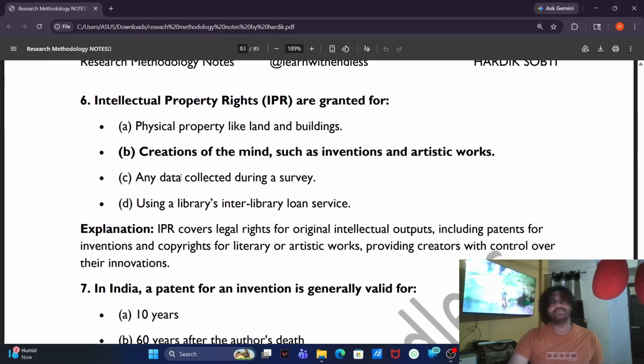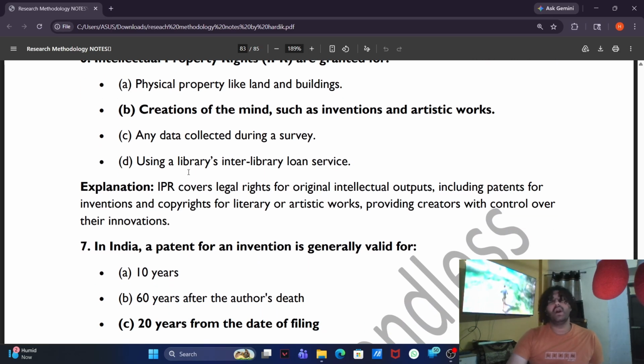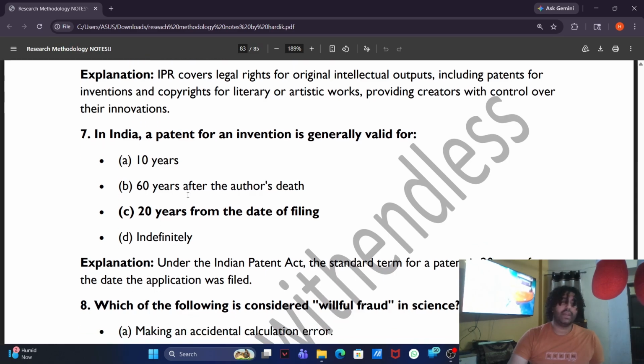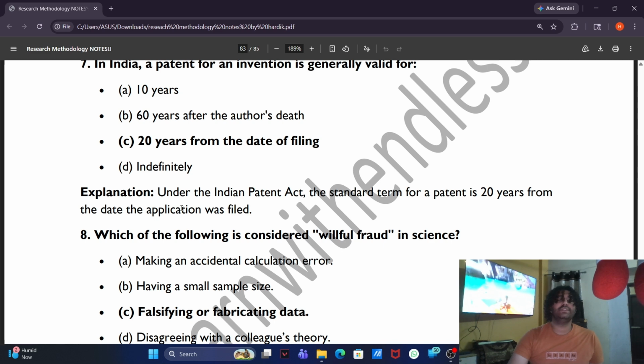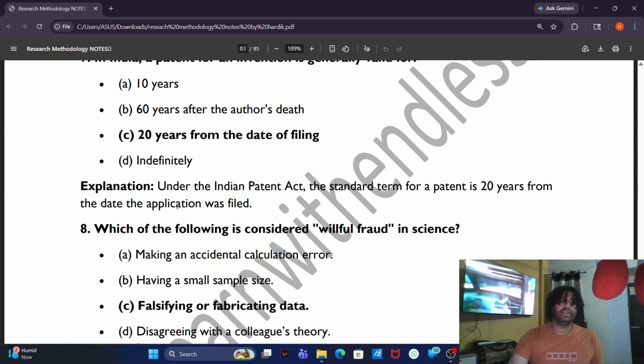Intellectual property rights (IPR) are granted for creations of the mind, such as inventions and artistic work. Explanation: IPR covers legal rights for original intellectual outputs, including patents for inventions and copyrights for literary or artistic works, providing creators with control over their innovation. In India, a patent for an invention is generally valid for 20 years from the date of filing. Explanation: under the Indian Patents Act, the standard term for a patent is 20 years from the date the application was filed.